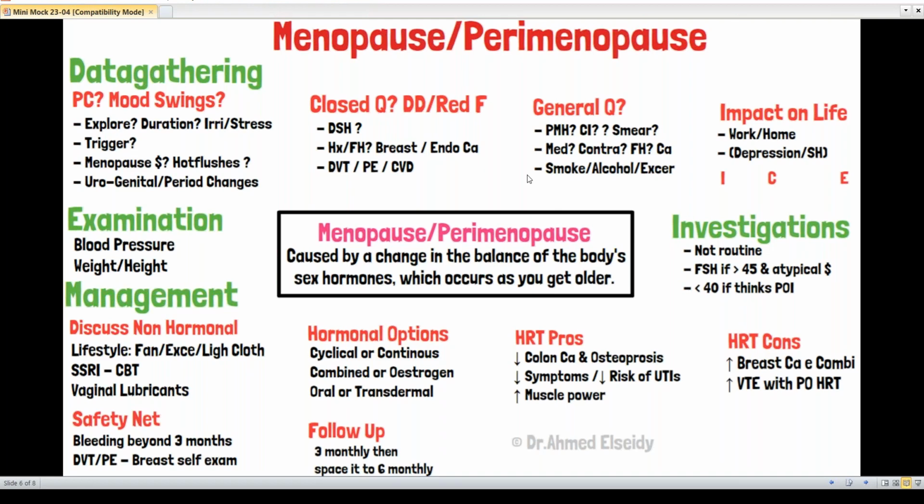So before I give you the management, which does include everything, I will ask you about investigation. Will you do investigation for this lady? Will you offer investigation such as FSH to check for menopause? Will you offer or not?